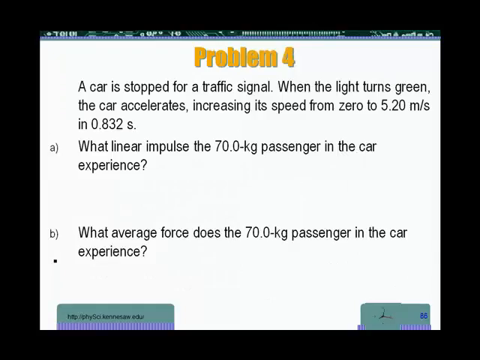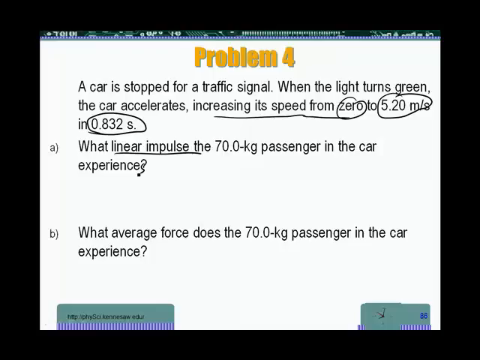Okay, let's work another question. A car is stopped for a traffic signal. When the light turns green, the car accelerates, increasing its speed from 0 to 5.2 meters per second in 0.832 seconds. What linear impulse does the 70 kilogram passenger in the car experience? It's missing an s there.